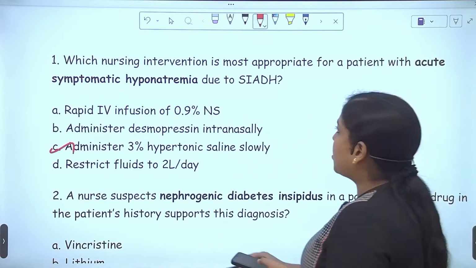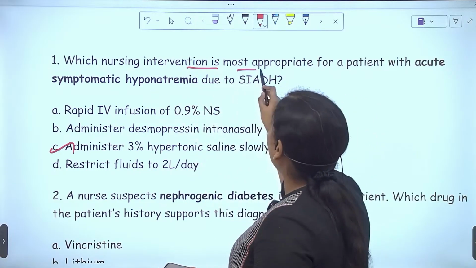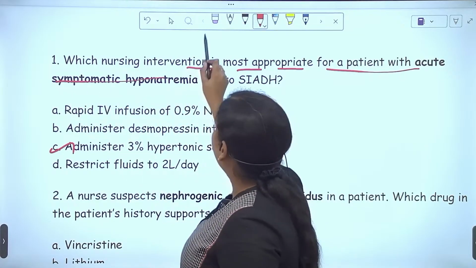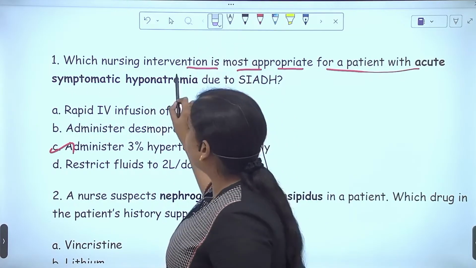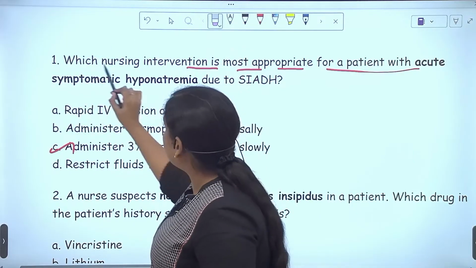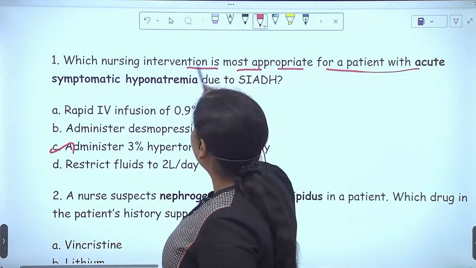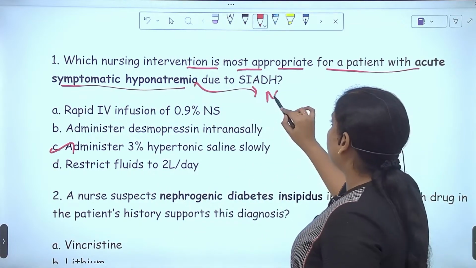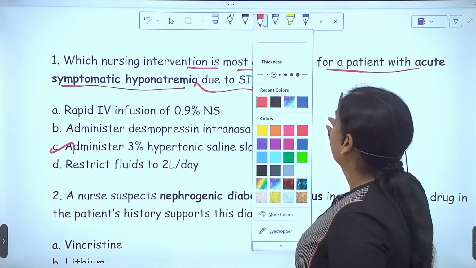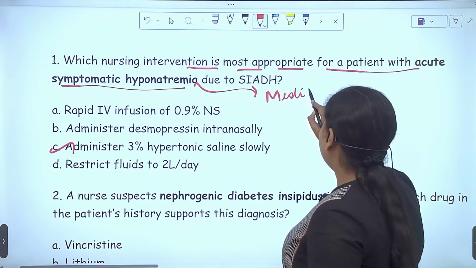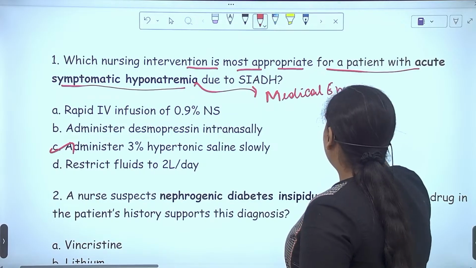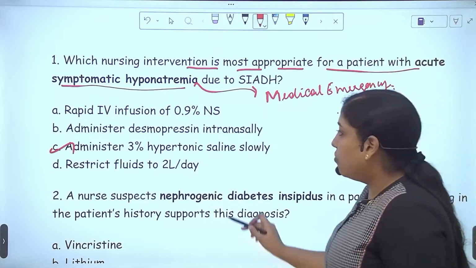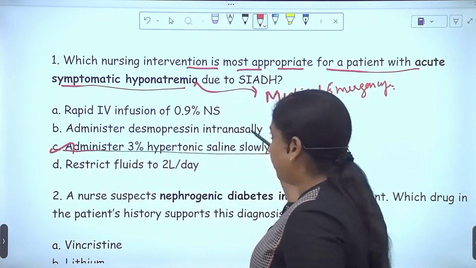So let's read out the question. Which nursing intervention is most appropriate for a patient with acute symptomatic hyponatremia? What is meant by symptomatic hyponatremia? It means the patient is having critical symptoms because of hyponatremia. So obviously symptomatic hyponatremia is a medical emergency. So immediately you have to do the management with your 3% hypertonic saline.